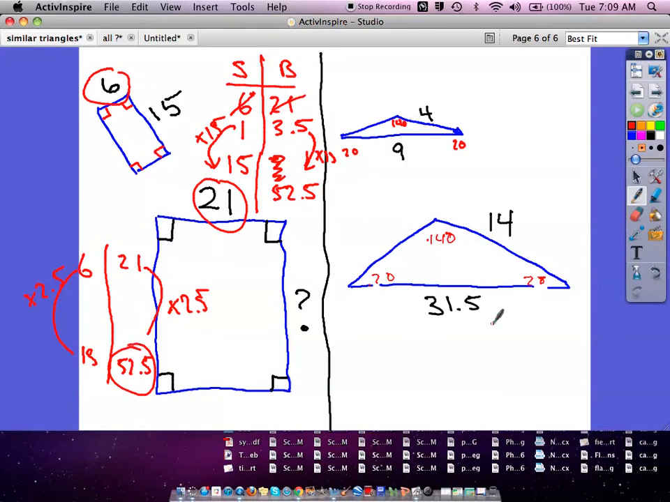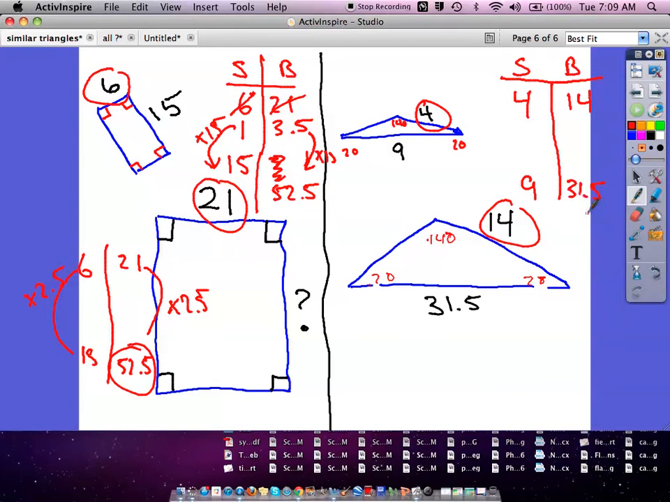Now, this one over here, are they similar? Let's check out and see. We got to figure out if the ratios are the same. So if I come over here and I do small triangle, big triangle, I've got 4 here, and I've got 14 here. Those are the sides that match up. I've got 9 here, and I've got 31.5 here.